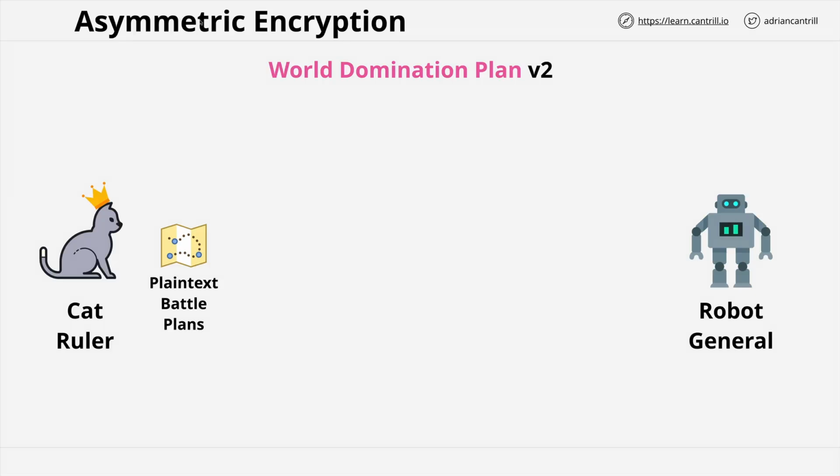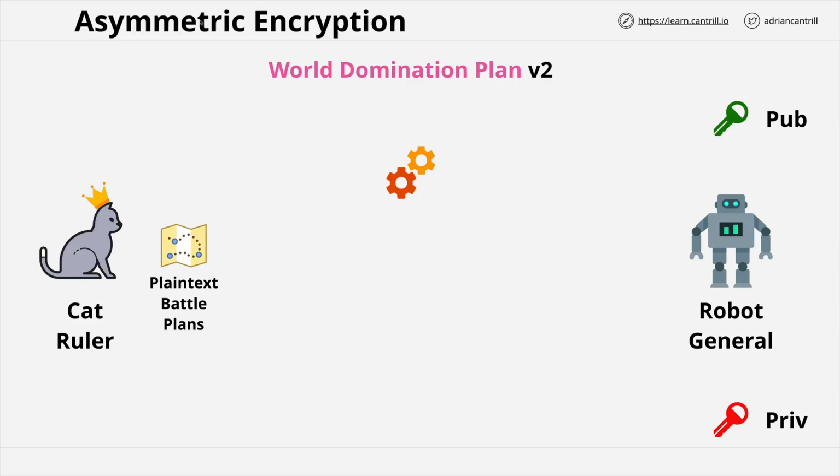To use asymmetric encryption, the first stage is for the cat ruler and the robot general to agree an asymmetric algorithm to use, and then create encryption keys for that algorithm, which logically enough will be asymmetric encryption keys. Asymmetric encryption keys are formed of two parts, a public key and a private key. For both sides to be able to send and receive to each other, then both sides would need to make both public and private keys.